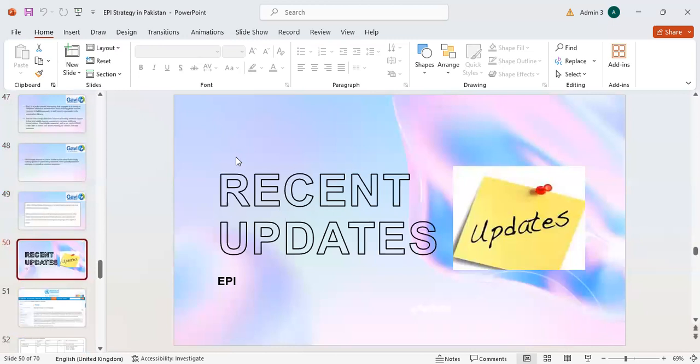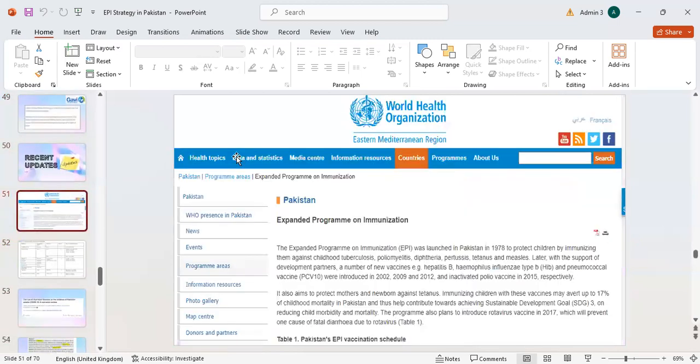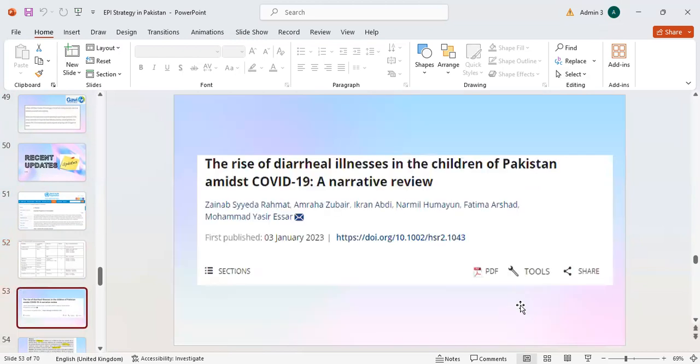Now coming to the recent updates. According to WHO, Pakistan's Expanded Program on Immunization is shown in this table: 1 dose of BCG, 4 doses of OPV, 1 dose of IPV, 3 doses of pentavalent, 2 doses of measles, and 2 doses of rotavirus.